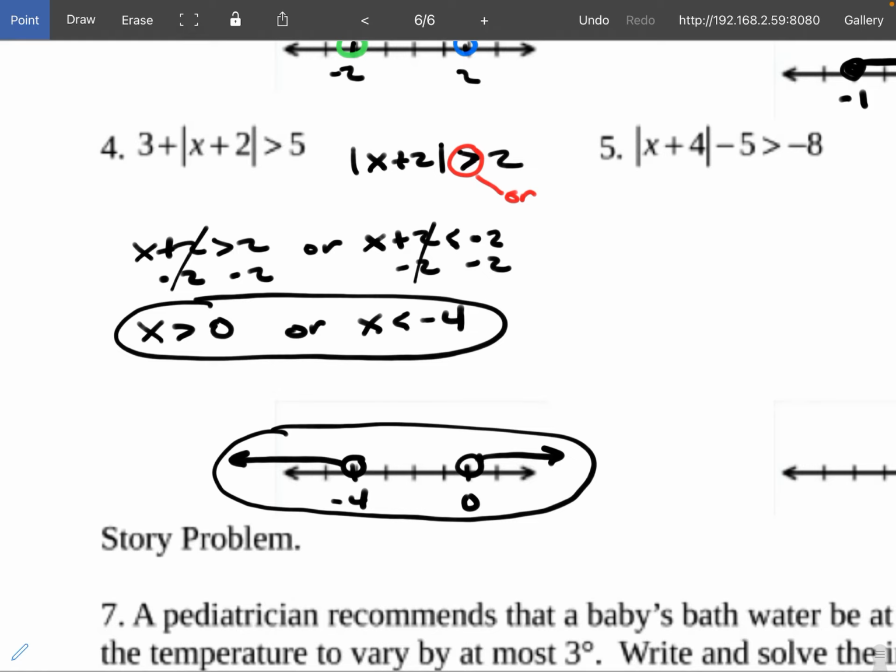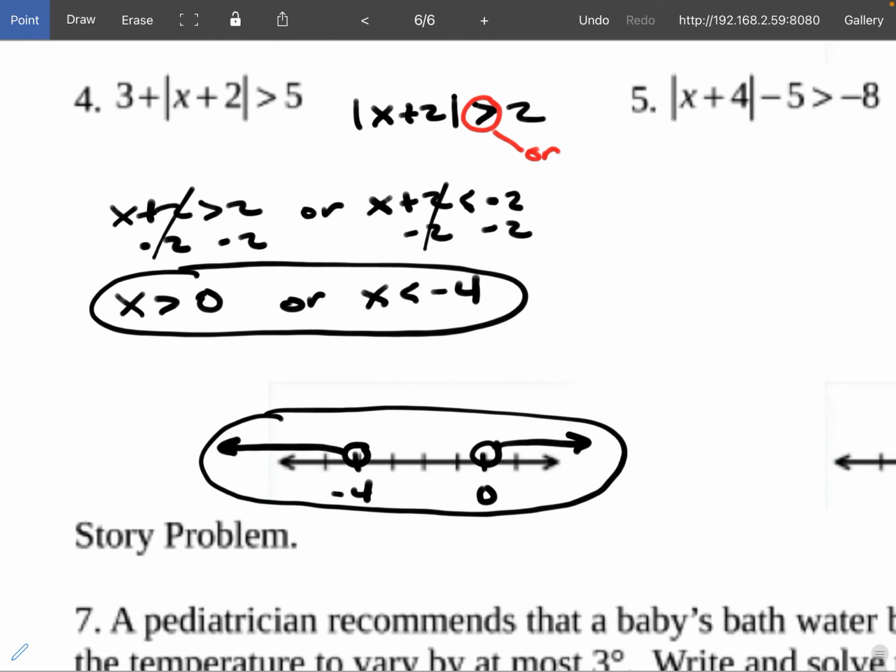So what's 1 plus 2? 3. What's the absolute value of 3? 3. 3 plus 3 is? 6. Is 6 greater than 5? No, I meant yes. Yes. So that works. Definitely the 1.